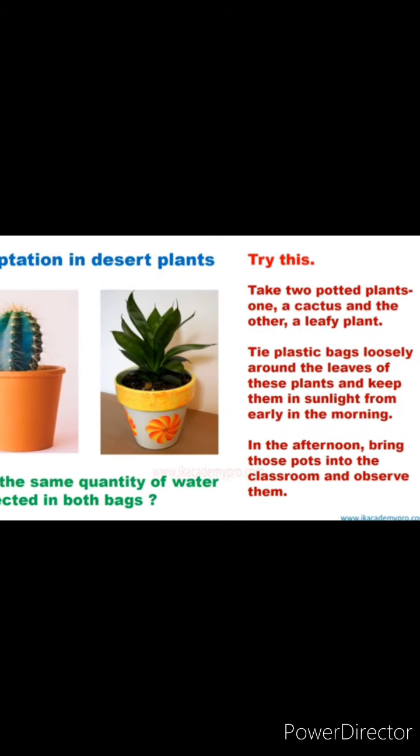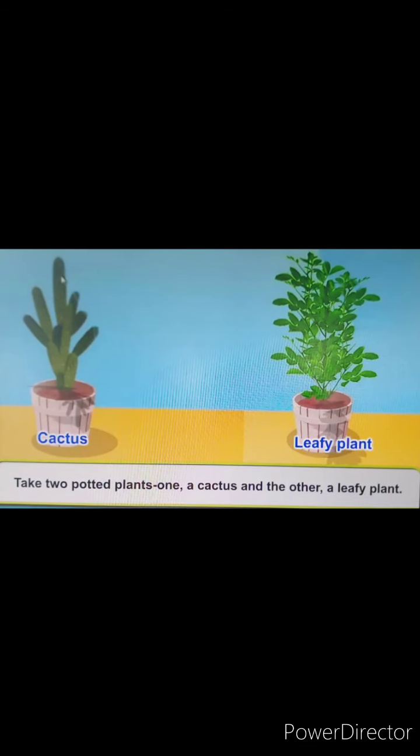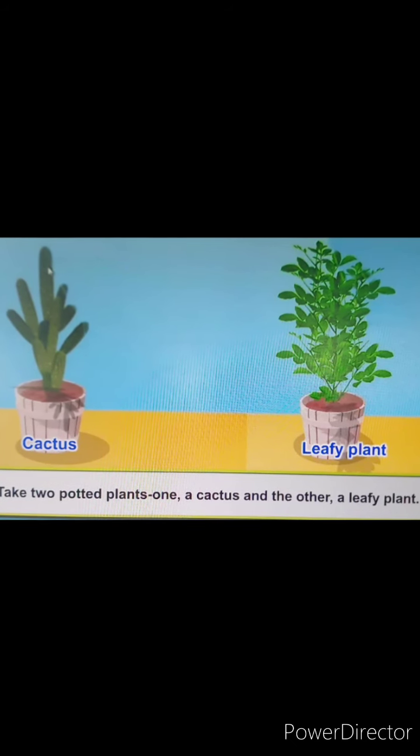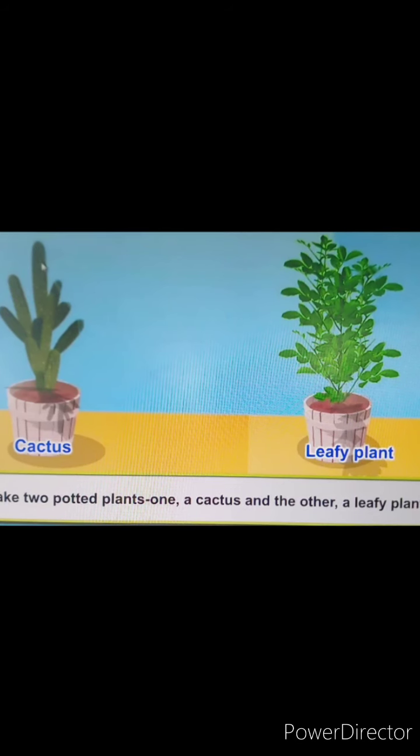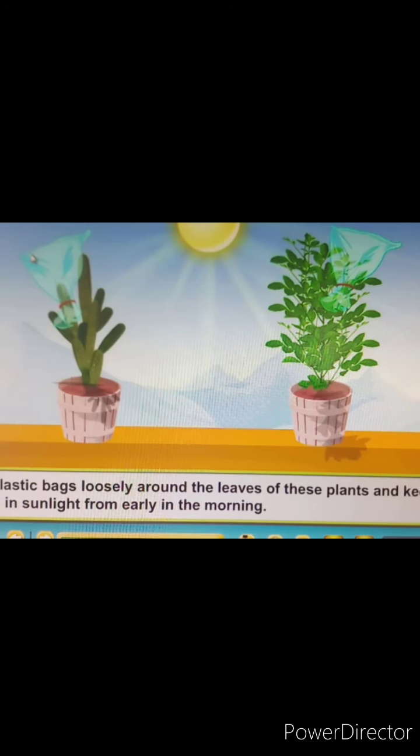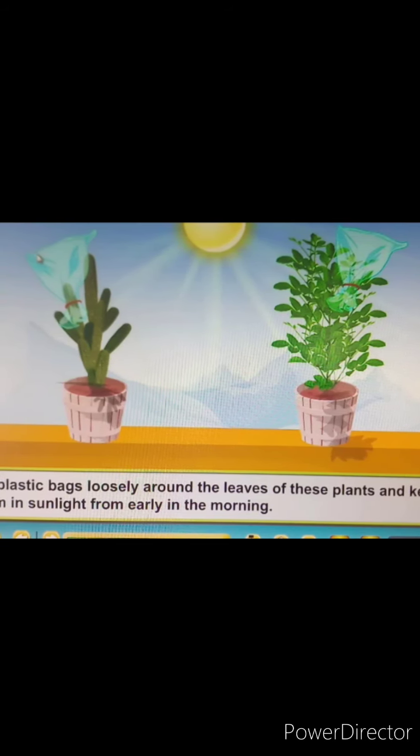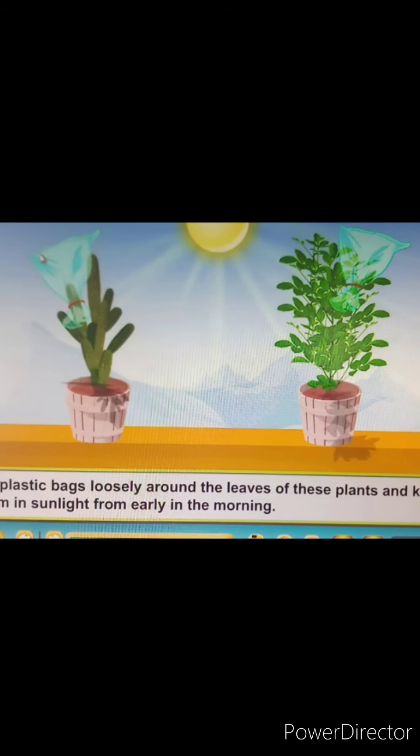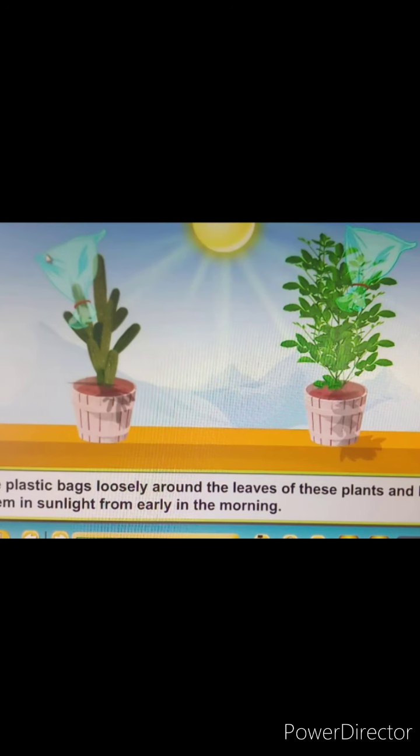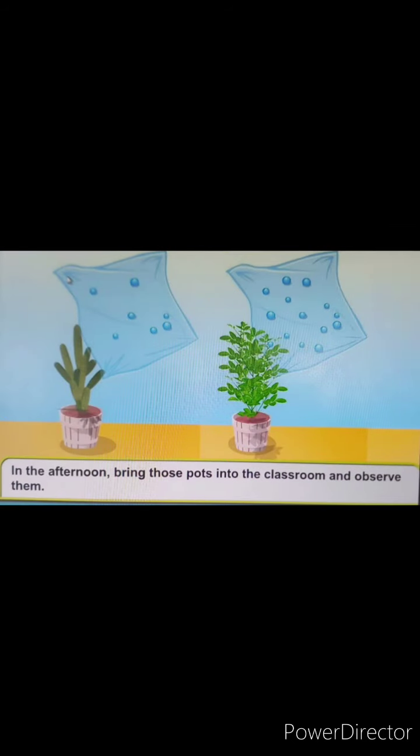Now our next point is adaptations in desert plants. For that you have to see the activity first. Take 2 potted plants, one a cactus and the other a leafy plant. Tie a plastic bag loosely around the leaves of these plants. One leaf has to be selected and the plastic carry bag tied on it. Keep them in sunlight from early morning until the afternoon. In the afternoon, bring these plants into the classroom and observe them.